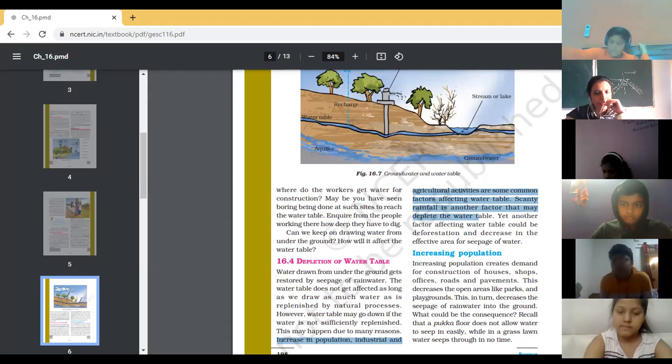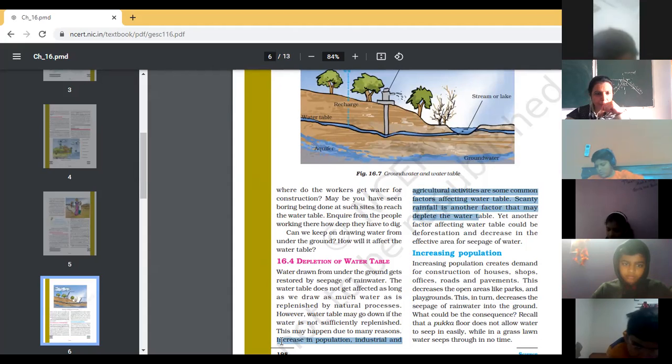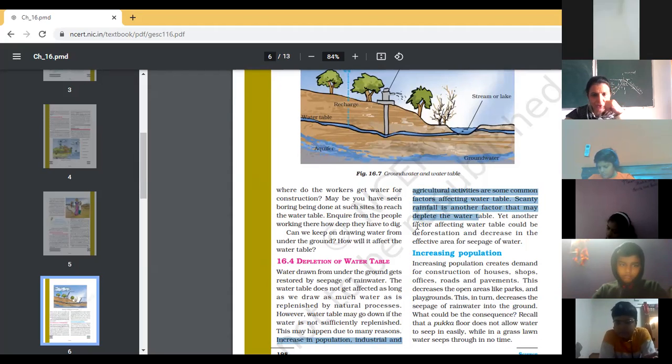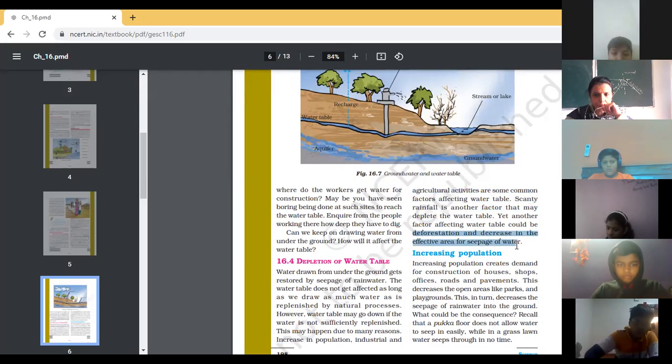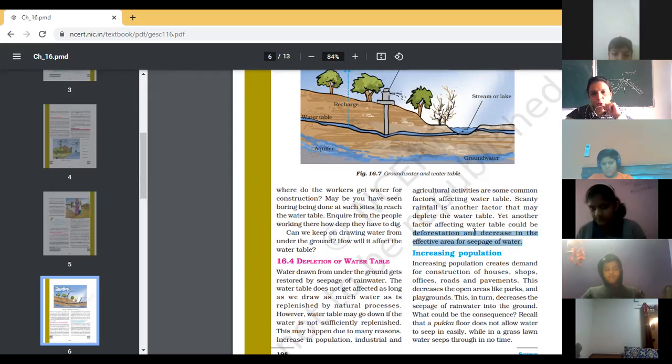Okay, beta. Kindly underline how many factors there are. What are the reasons for the depletion of the water table? Nabil, afterwards you will be reading. First is increase in population. Second is industrialization. Third is agricultural activities. Fourth is scanty rainfall. Beta, underline it. It's not given in your book. Scanty rainfall. And next is deforestation and decrease in effective area for seepage of water. So these are all the 5 reasons for the depletion of the water table. Let's read this one by one.